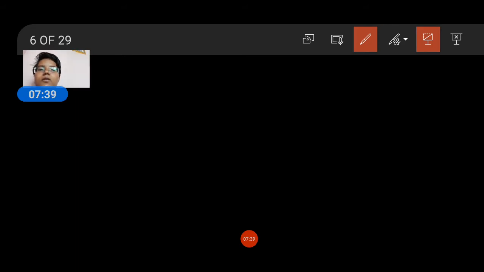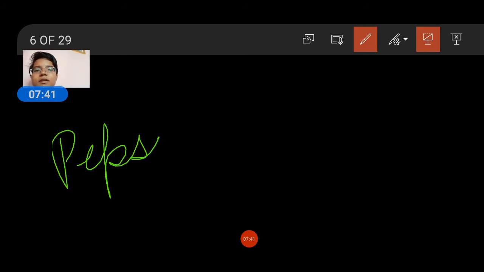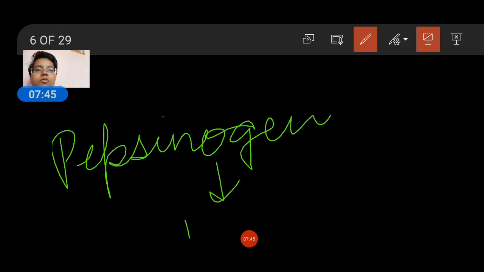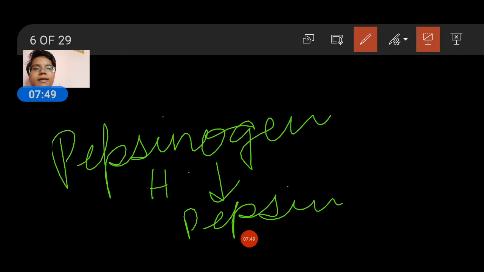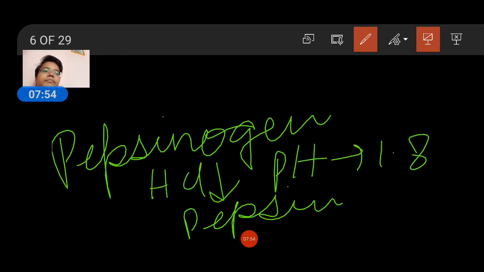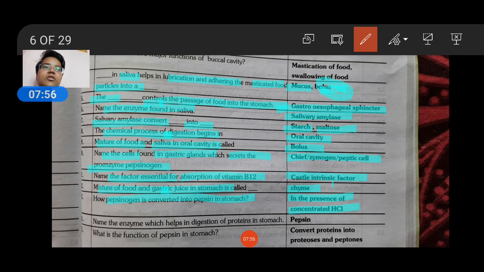What we are going to see is pepsinogen into pepsin, which requires HCl at a pH of 1.8. This is the reaction.